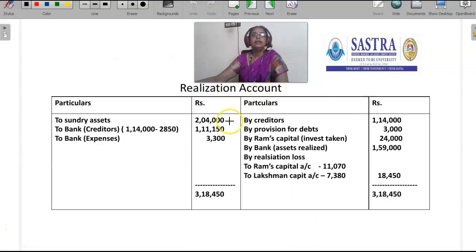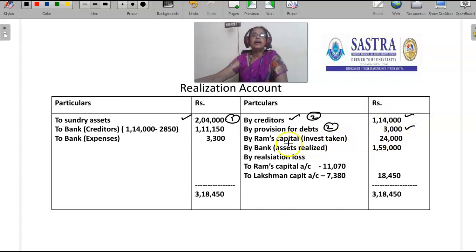Realization account. In this first step, we have to transfer the assets, the book value of the assets. So the total sundry assets is 2,04,000. Then we have to transfer the liabilities. This is the second step. Here we have transferred both creditors as well as provisions. Liabilities and provisions should be transferred: creditors 1,14,000, provision for debts 3,000.